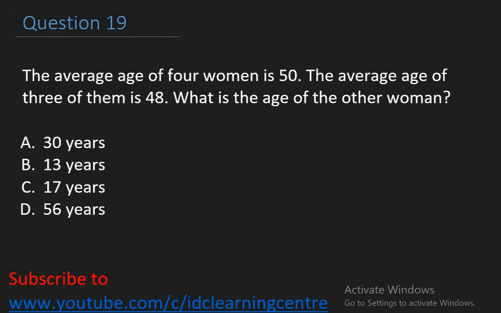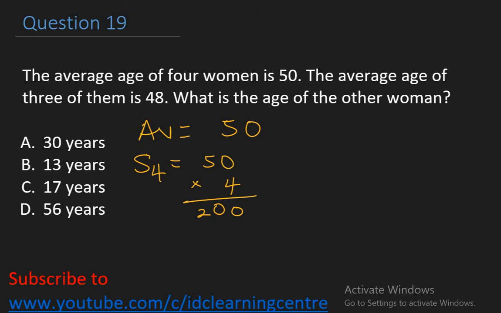Question 19. If you look at this question, unlike the previous question, here the average age of 4 women is 50. The average has been given. So the average is 50. The average age of 3 of them. Since the average of 4 of them is 50, find the total age of 4 of them. I have to look for the sum of 4. You simply multiply 50 by 4. 4 times 0 is 0. 4 times 5 is 20, is 200.